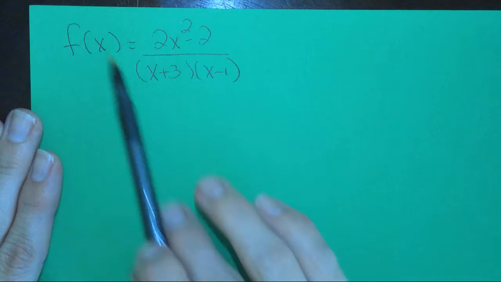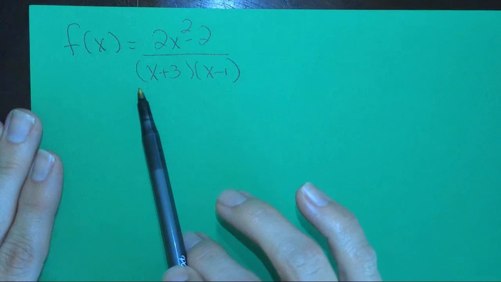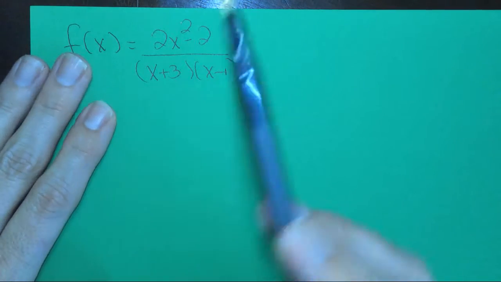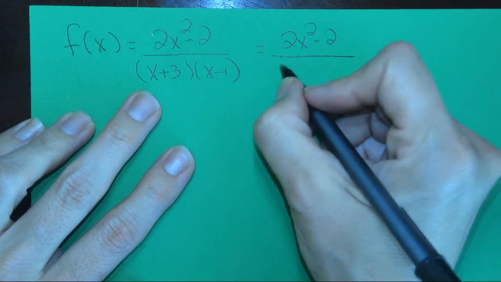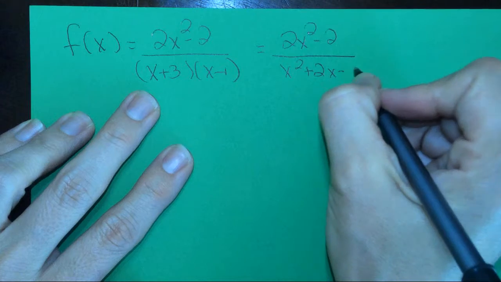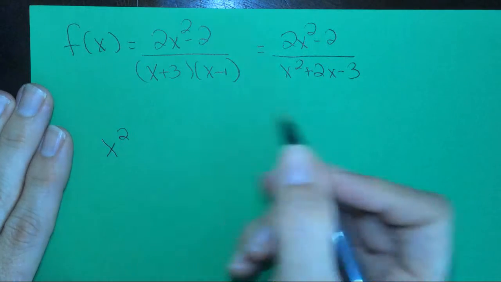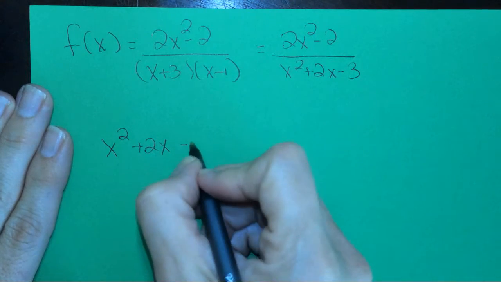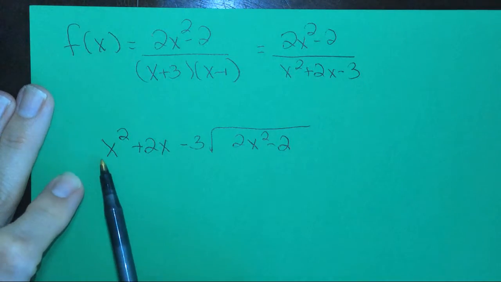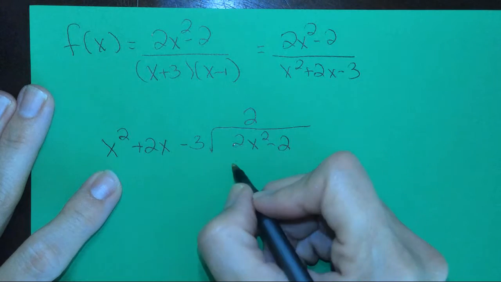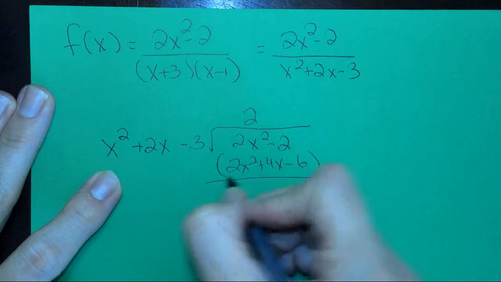So if we go back to what we did with long run behavior, I need to take the ratio of the top and the bottom, and if they happen to be the same degree, then I'm going to have to divide. So if I FOIL out the bottom, we're going to end up with x squared plus 2x minus 3. Notice that these are the same, so we're going to do some long division. So x squared plus 2x minus 3 into 2x squared minus 2. So 1 will go into 2 two times. So it's going to give me 2x squared plus 4x minus 6. And then we're going to subtract.